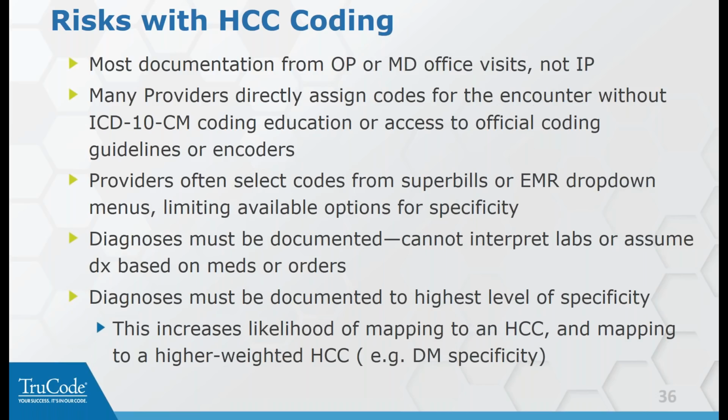Also, you can't assume diagnosis. You can't look at lab results and interpret that they have a certain problem. You can't look at a hemoglobin A1C, for example, and decide that they have uncontrolled diabetes. You can't assume diagnoses based on the fact that they're on medicine for diabetes, or that they're on medicine for hypothyroidism or anticoagulation or anything like that. And you also can't pick up diagnoses or assume them from the orders that the physician documents. So they have to be clearly documented in order to be coded and counted.